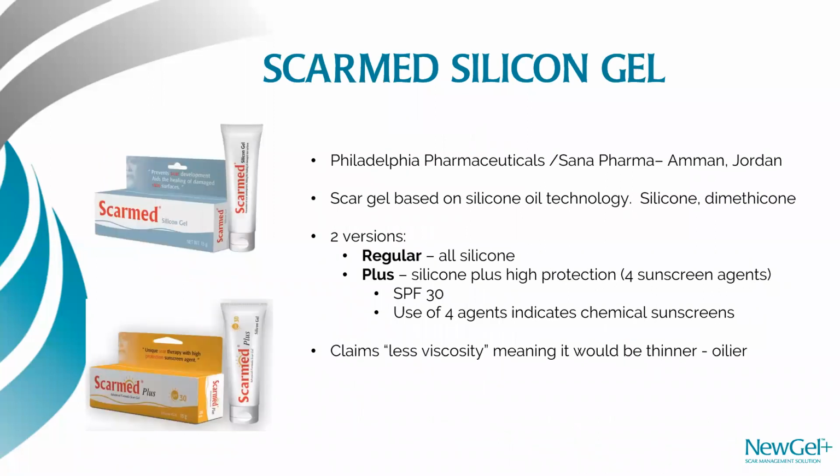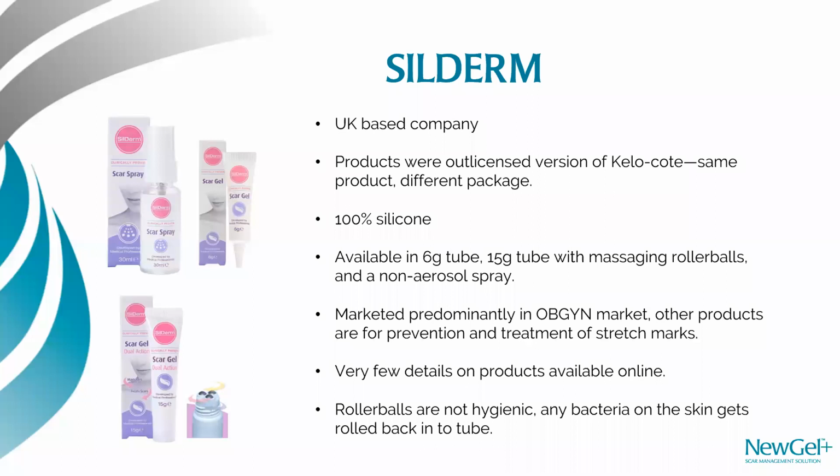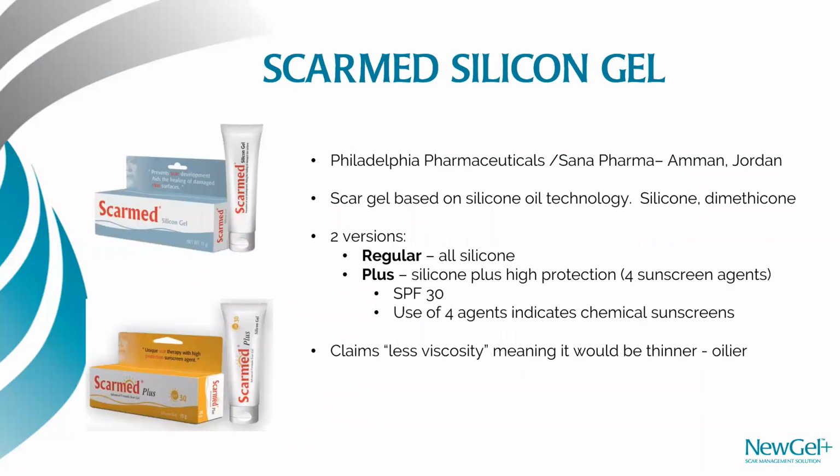There's not a lot of information available about this product online. I don't know if it's a big player in anyone's market. Let me know and we can dig into it deeper. But it's 100% silicone gel, very similar to the others, but you can see these differences in packaging. ScarMed is a product that comes out of Jordan. It's made by Philadelphia Pharmaceuticals and promoted by Sana Pharma.